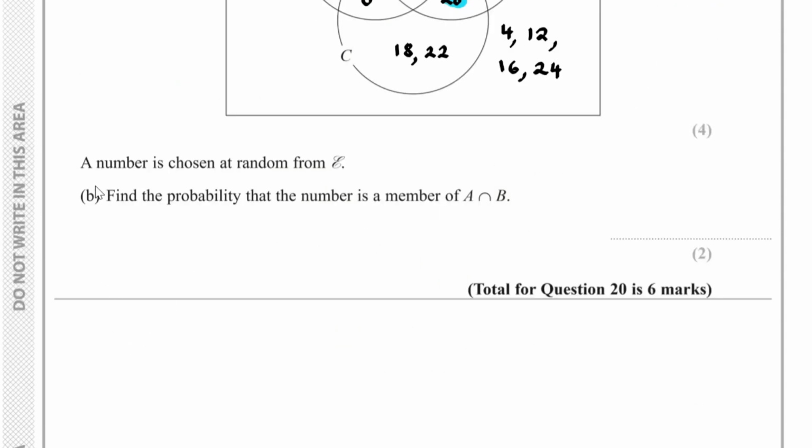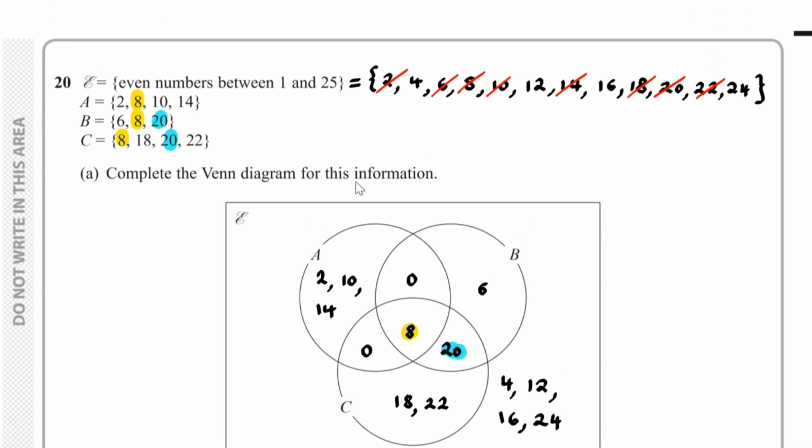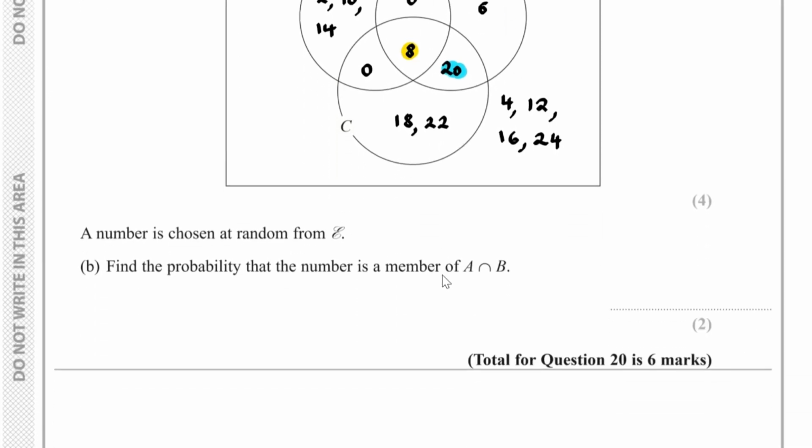Now, for the next part, a number is chosen at random from the set, and we have to find the probability that the number is a member of A and B. Well, A and B, how many numbers do we have? First of all, from A and B, we've got one number only, that's this 8. So we've got 1 out of a total of 12. We've got 12 numbers in total.